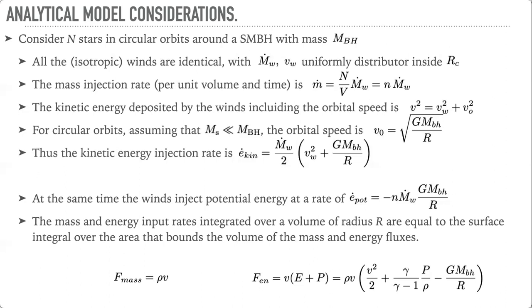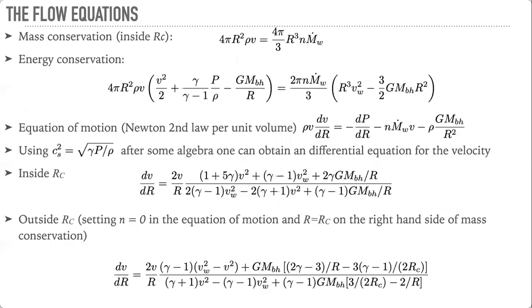Now, the mass and energy input rates, if we integrate over a given volume, so we only get the mass and energy rate per unit time, we can equate those to the integral over the surface that bounds the cluster of radius r_c, of the flux of the mass, which is rho v, and the flux of energy, which is v times (E plus P). You probably remember this from the derivation of the Euler equations, so it's basically the same. So this is the flux of energy, the flux of mass, and if we integrate those over the surface of a sphere of r_c squared, we have something like this.